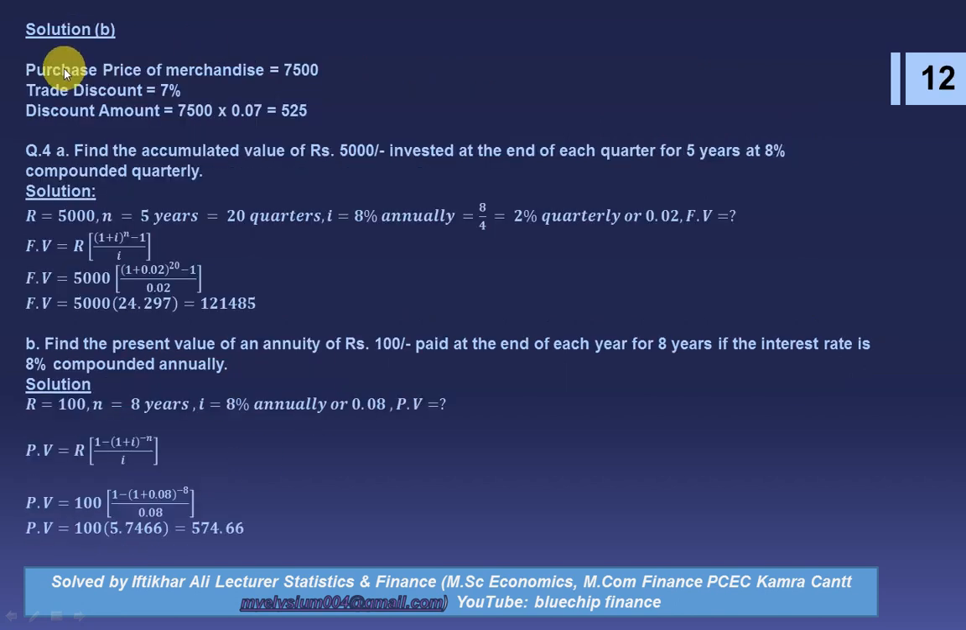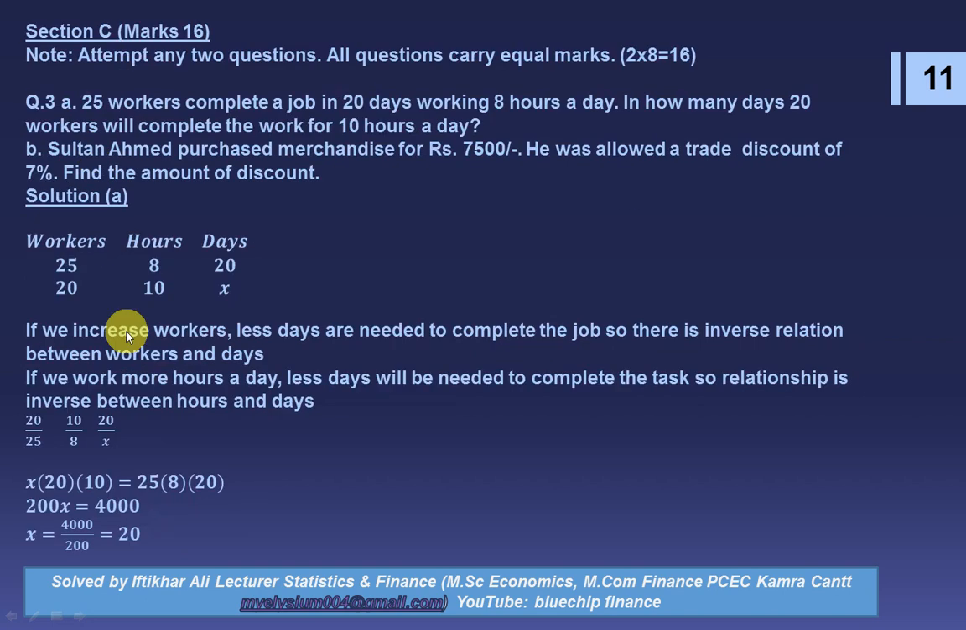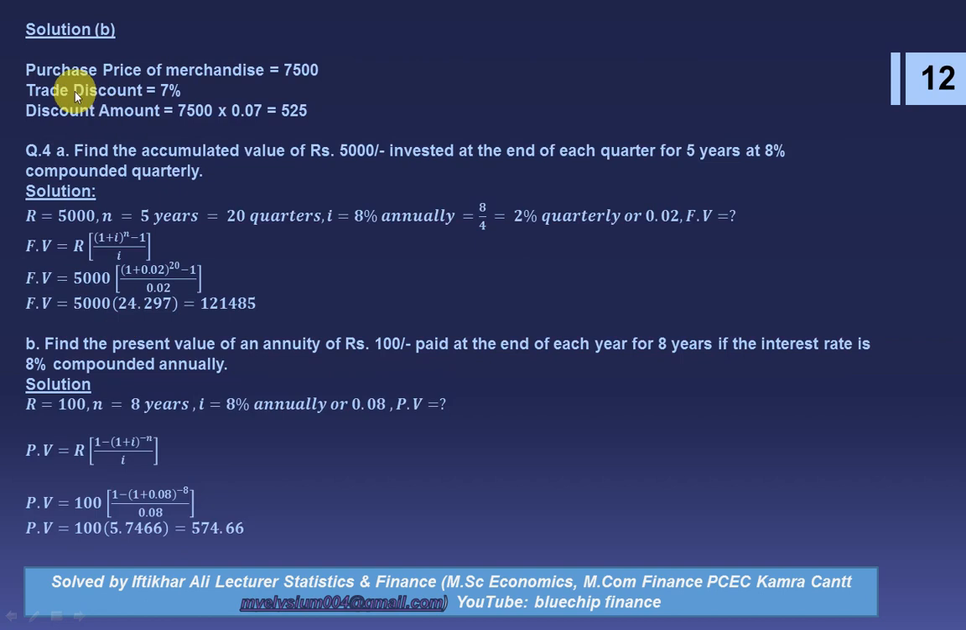Part B is the purchase price. I think the question is missing here, but okay. Purchase price of a merchandise is 7,500. Trade discount is 7%. Okay, so here the discount amount is needed to be calculated. So simply just take the percentage of this 7,500. Trade discount is 7%. So 7,500 multiplied by 0.07 equals 528.